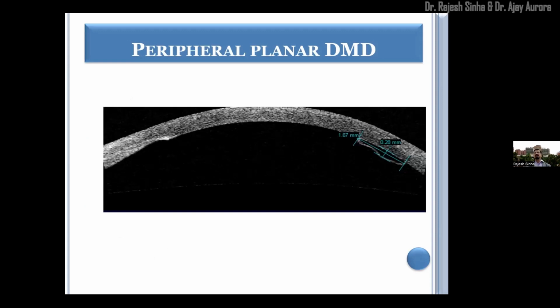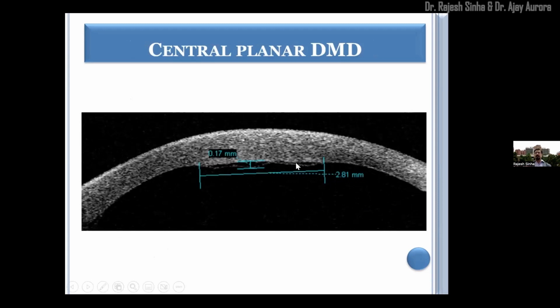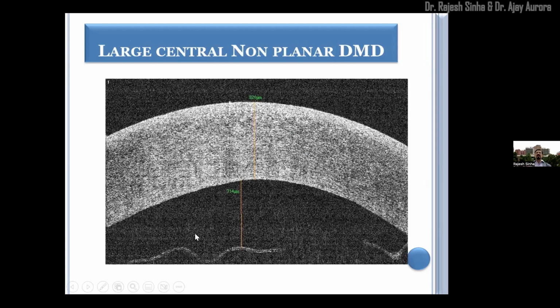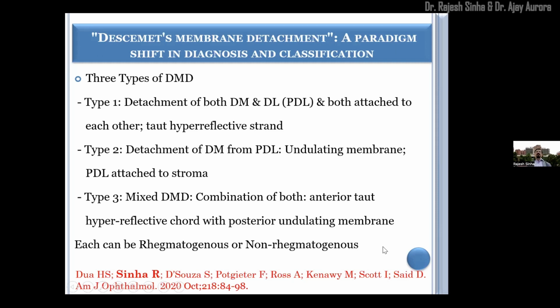As you can see here, an example of a peripheral planar DMD, a central planar DMD, again a large central planar DMD, then again large central non-planar DMD. And so based on the configuration, based on the morphology, we evaluated cases of DMDs. It was a multicentric study which we did along with Professor Harminder Dua, who gave the concept of Dua's layer.